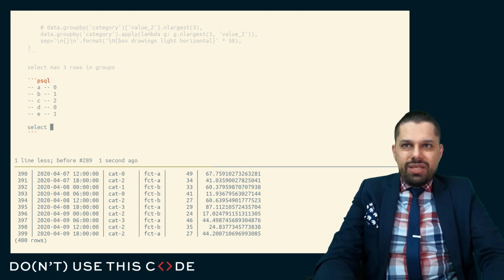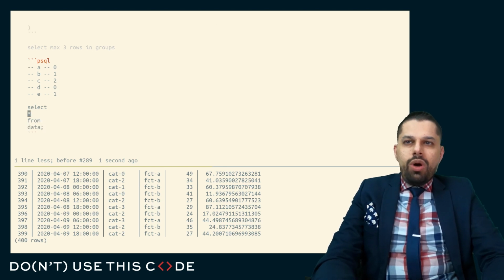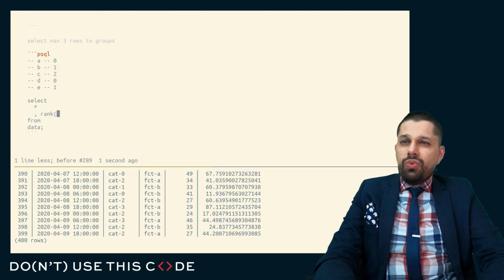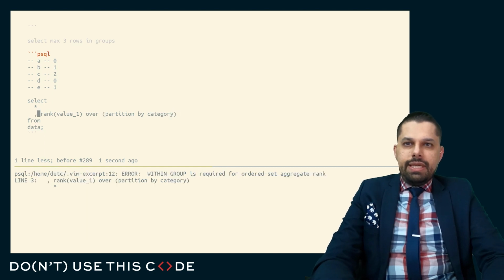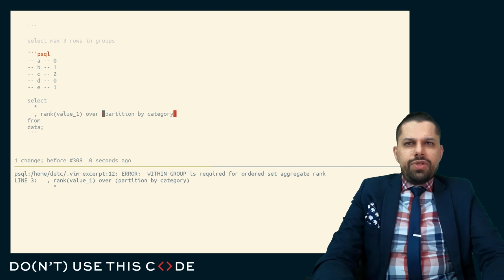So let's do this. Let's select star from data. Let's make sure we're still alive. Okay. Then what we want to do is rank within the category, right? So we want to do rank of the value 1, is it? Yep. Over a partition by the category. And let's order this by, let's see if this works. No, we want the rank.